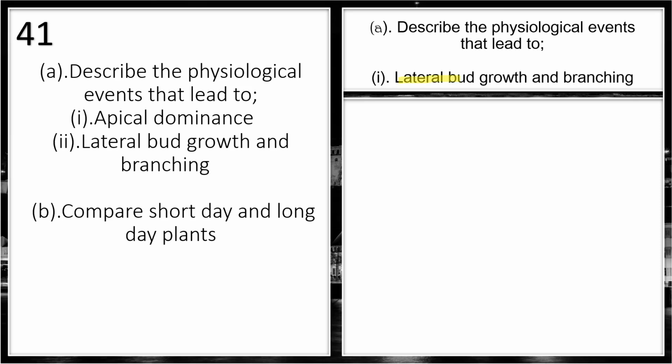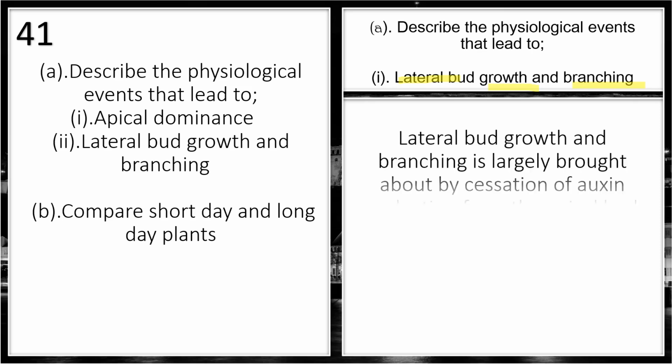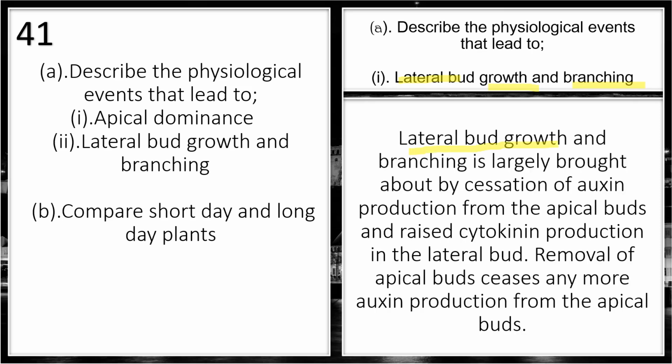Lateral bud growth and branching. Lateral bud growth and branching is largely brought about by cessation of auxin production from the apical buds and raised cytokinin production in the lateral buds. Removal of the apical buds ceases any more auxin production from the apical buds.